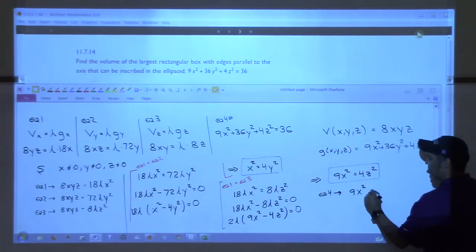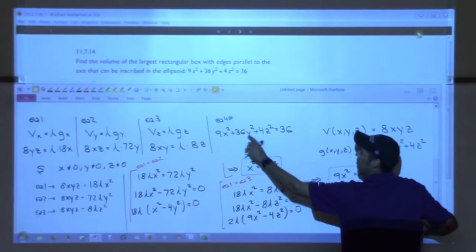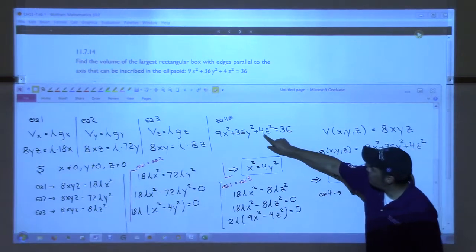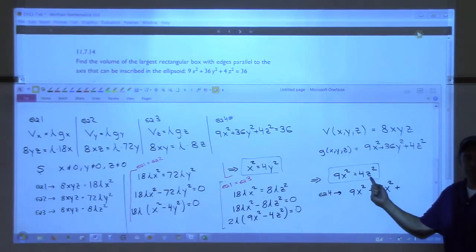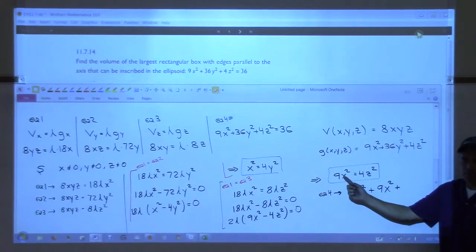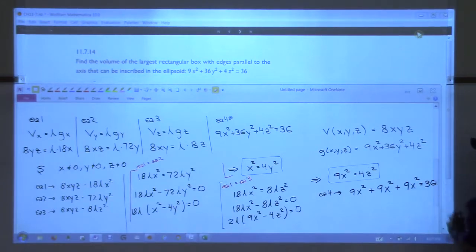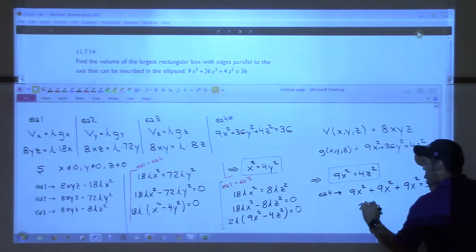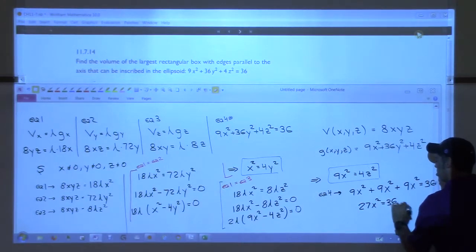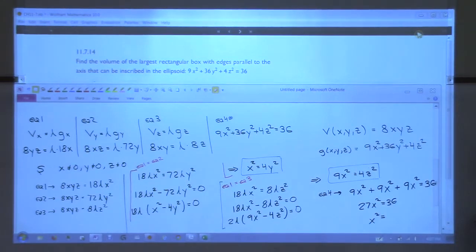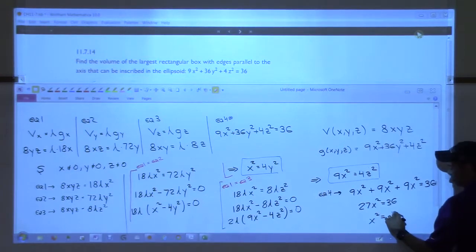So this should be plus, what? 9x squared again. And then plus, what is 4z squared? Well, we happen to have it, don't we? 4z squared is exactly 9x squared. So this is another 9x squared, and all of that must equal 36. So this is 27x squared equals 36. And so x squared equals, we'll divide both sides by 27. We'll reduce the fraction. We should get 4/3.